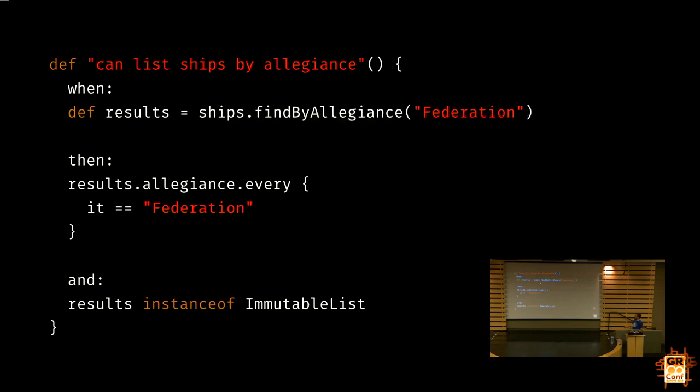So here we're testing our DAO object again, and we're saying all the allegiances should be right, but we also expect this to be an immutable list. These are 2 totally different concerns, 2 tests, not 1 test.